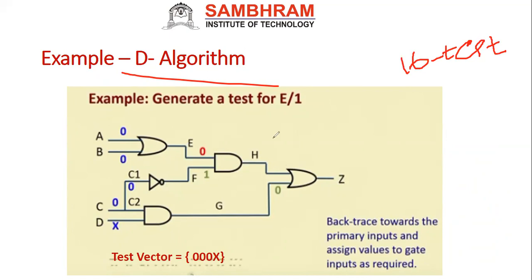For example, generate a test for E equal to 1. One node you have to check; first I'm going to check only E. How will we find out, how do we generate a test for E? Here we make it stuck at 0. If it is stuck at 0, it means that node is permanently connected to ground.